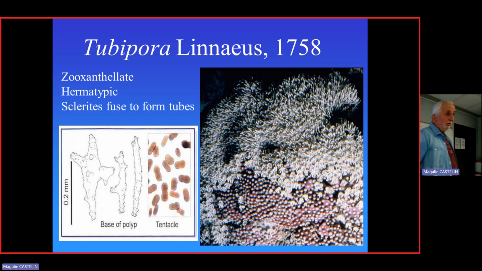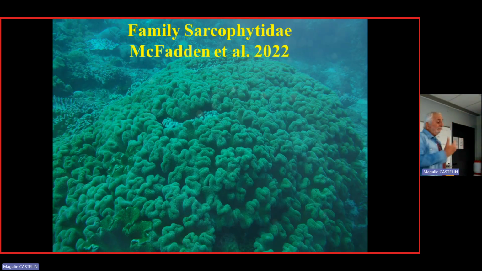By the way, if you go to WoRMS, you will find there are 7 species, if I remember correctly, of Tubipora. We don't know how to differentiate between them, just names. I know that now there is a student at James Cook University in Australia who is trying to do it.